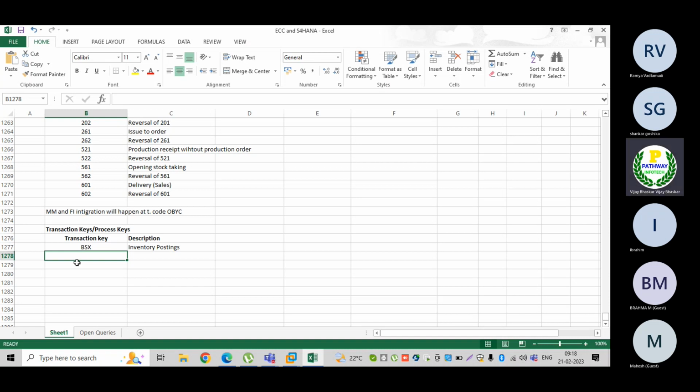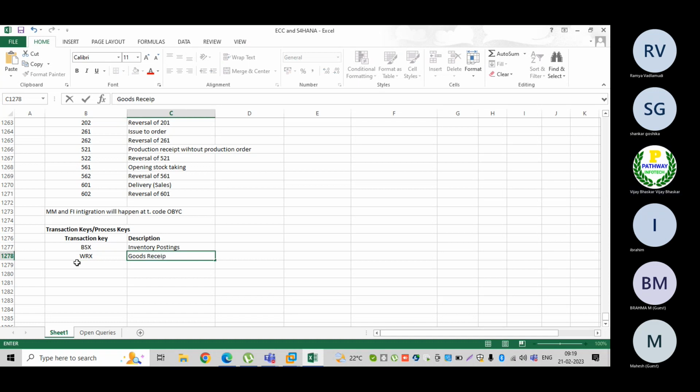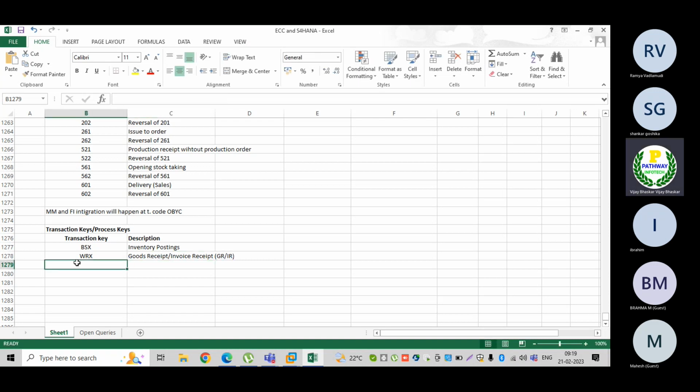The next transaction key is WRX, goods received, invoice received. Goods received, what we could say is GRIR. The GRIR clearing account is an important one.